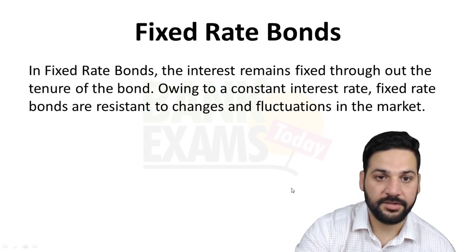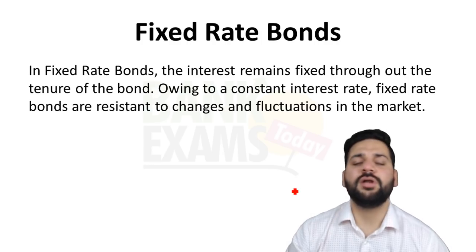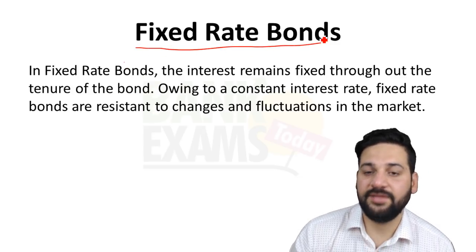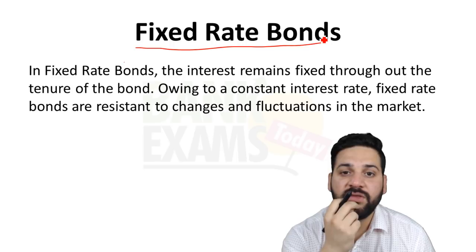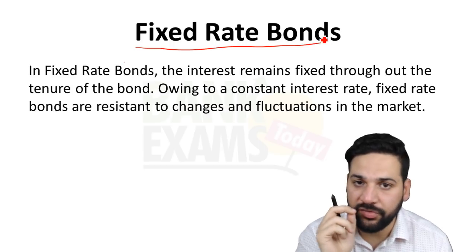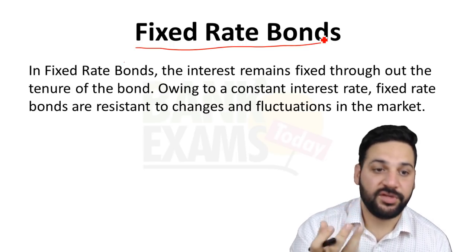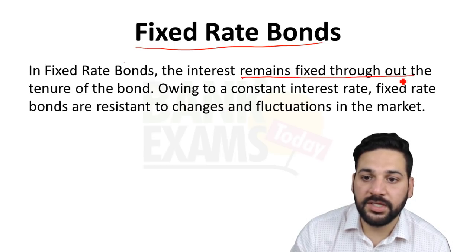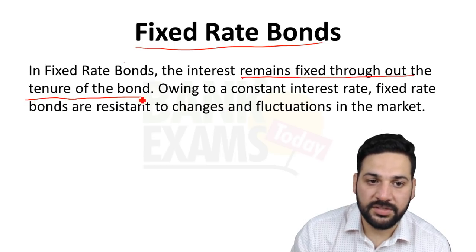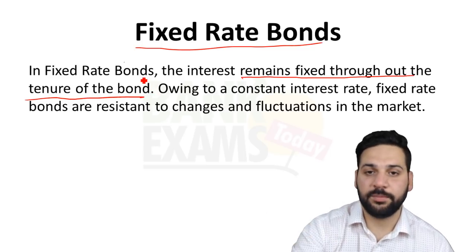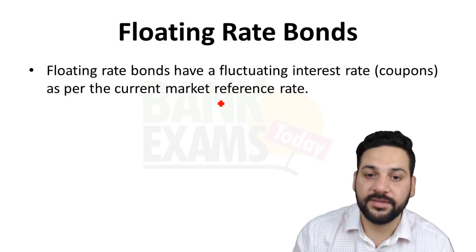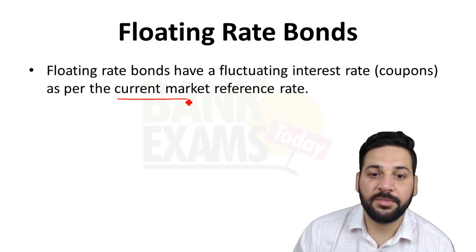So let's start. The first common type of bonds is the fixed rate bond. As the name suggests, in the fixed rate bond, the interest rate or the coupon rate is fixed. The interest rate remains fixed throughout the tenure of the bond, while in the floating rate bonds, the interest rate varies. It fluctuates as per the current market reference rate.